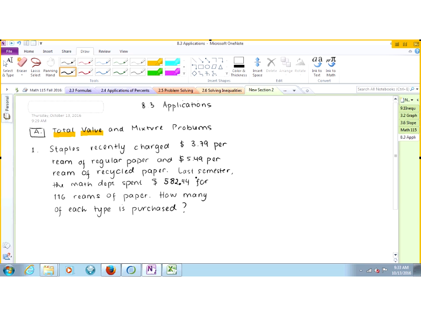So let's see, what do we know? Do we know the price of each? We also know the total value and the total amount. So this is the amount, this is the value, right? So a total value problem always has the total value and the total amount. Are you guys ready? No. Nope.